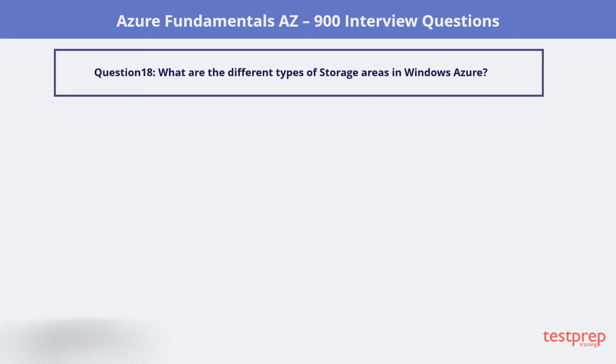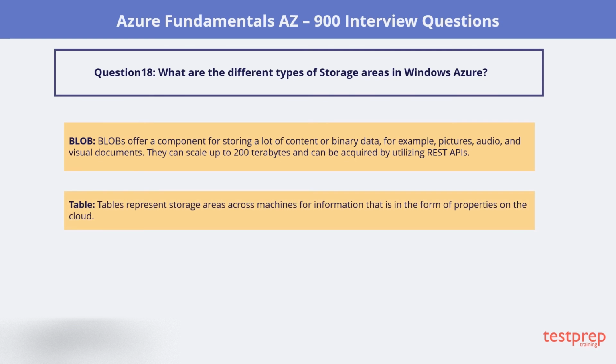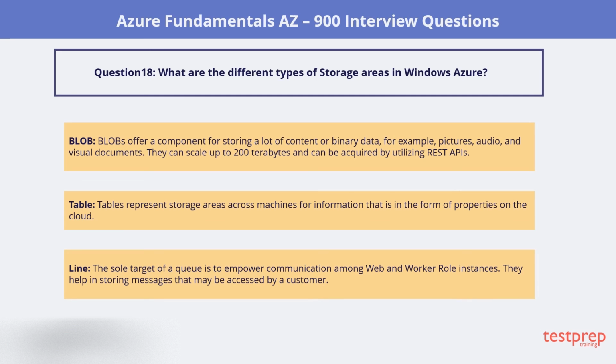What are the different types of storage areas in Windows Azure? First, blob. Blobs offer a component for storing a lot of content, or binary data, for example, pictures, audio, and video documents. They can scale up to 200 terabytes, and can be accessed by utilizing REST APIs. Second, table. Tables represent storage areas across machines for information that is in the form of properties on the cloud. Third, queue. The sole target of a queue is to empower communication among web and worker role instances. They help in storing messages that may be accessed by a customer.